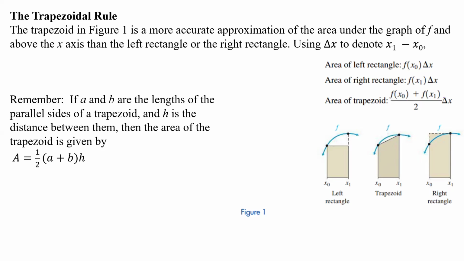And so as we can see, the area of the left rectangle is f of x sub 0 times delta x. The area of the right rectangle is f of x1 times delta x. And the area of the trapezoid is f of x0 plus f of x1, and then we're going to divide it by 2 and then times the delta x. The reason we use this is because the area of a trapezoid is found this way. Its area is 1/2 of a plus b times the height. So a is one side, b is the other side, and then times the height. And so that's why we're going to end up using this formula to be able to find the area of the trapezoid.